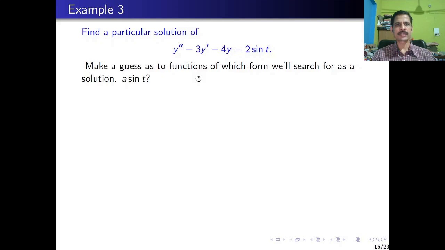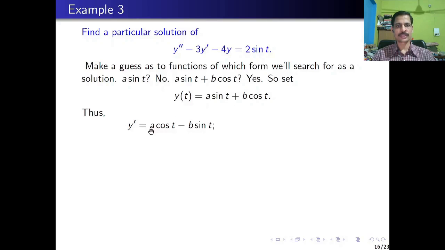So is it a sin t, which is very similar to Rx? No. Remember that whenever Rx is either sin t or cos t, a linear combination of sin t and cos t should appear as a candidate for the particular solution. So here yt is a sin t plus b cos t. This is a candidate for the particular solution.